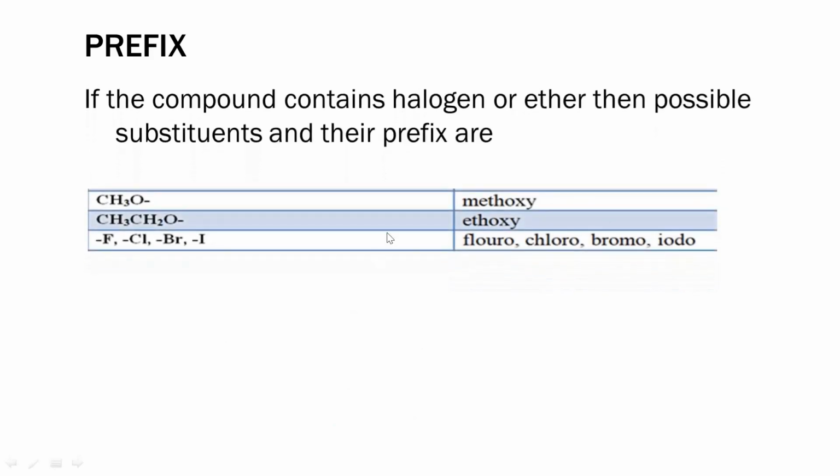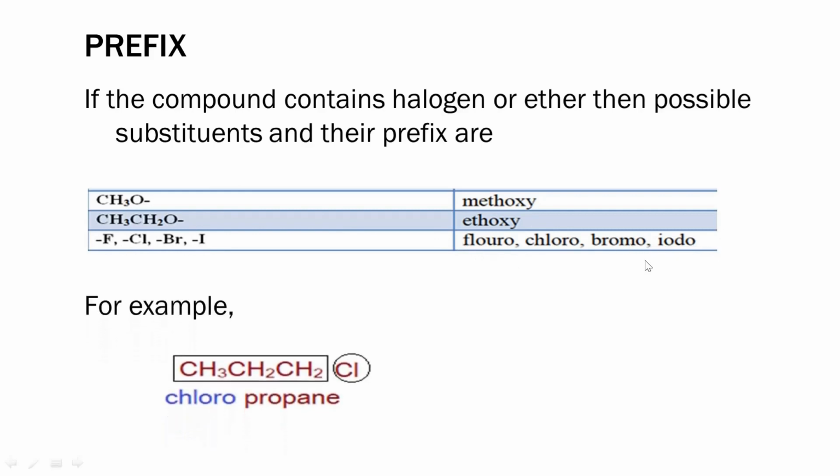If a compound contains halogen or ether, then possible substituents and their prefixes are: for CH3O we use methoxy, for CH3CH2O ethoxy, for fluorine, chlorine, bromine, and iodine we use fluoro, chloro, bromo, and iodo respectively. For example, in this case we have Cl, that's why we use chloro.